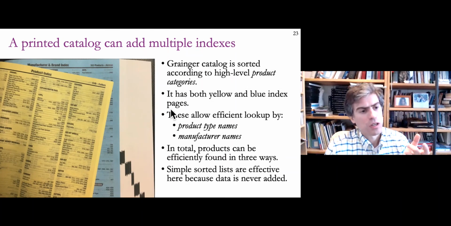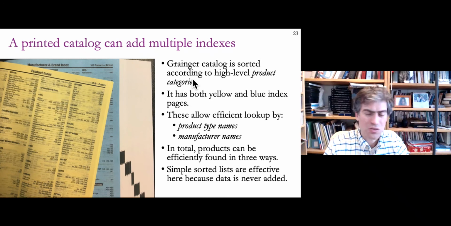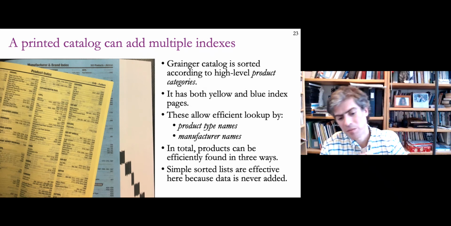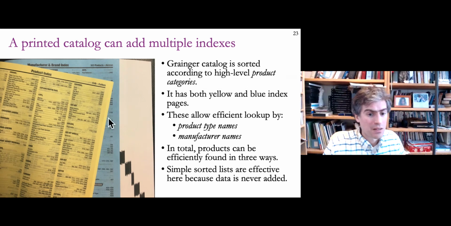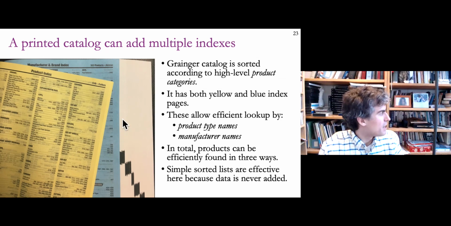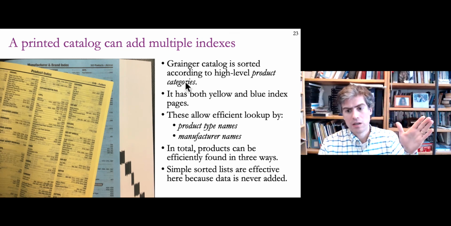So one solution to this problem that I found in a printed catalog. This is the Grainger catalog, which is a big catalog of industrial products that you can shop from, that I have gotten in the mail. It has over 1,000 pages. It looks like 2,000 pages. It's kind of crazy actually, and there's a certain sorting of products.